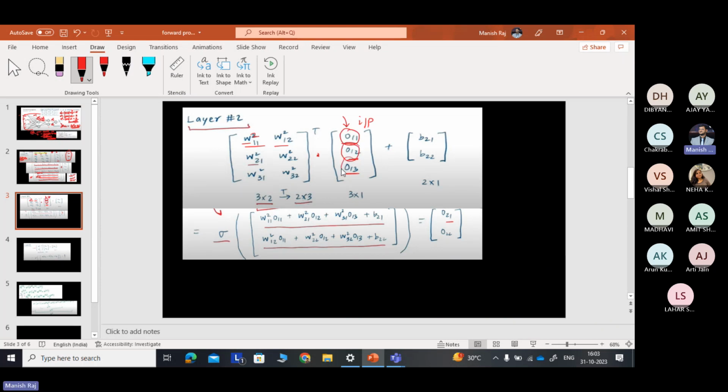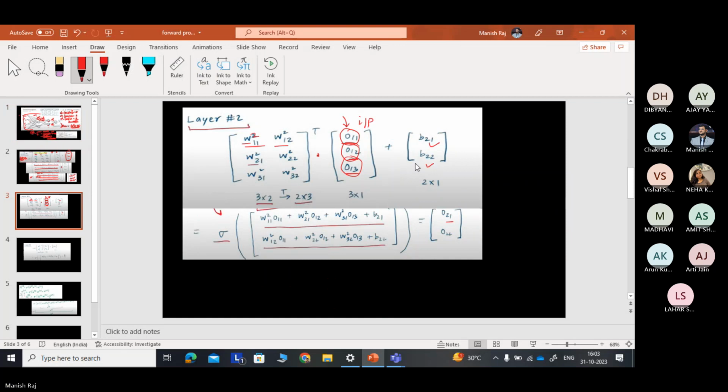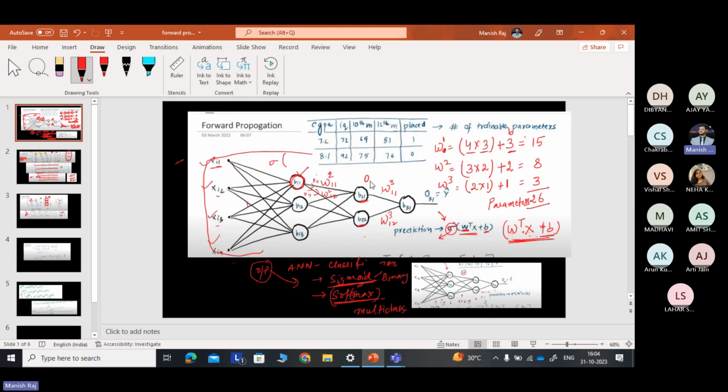Now you can multiply. You had two biases, this is the bias, this is the bias. You can take the transpose, multiply again, and you will get the equations. If you put some activation function here, you will get the output. This output will be O21 and O22. For the next layer, this will be the input: this is O21, this is O22.